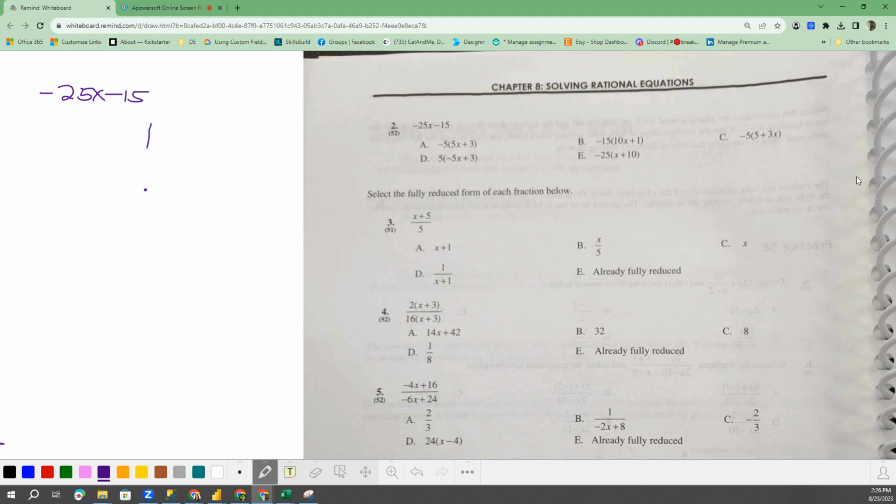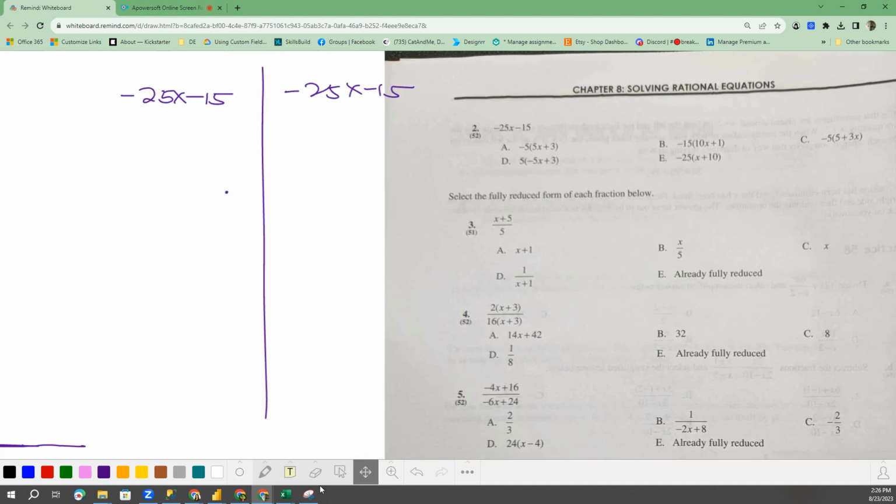So, let's do this one two ways. Let me see if I can draw a line. Okay, I'm gonna solve this one in two different ways. Negative 25x minus 15. So the first one, I'm gonna factor out 25 and 15, you have a 5 in there, right? So I'm gonna factor out positive 5 first. And then the second one, I'm gonna factor out a negative 5.